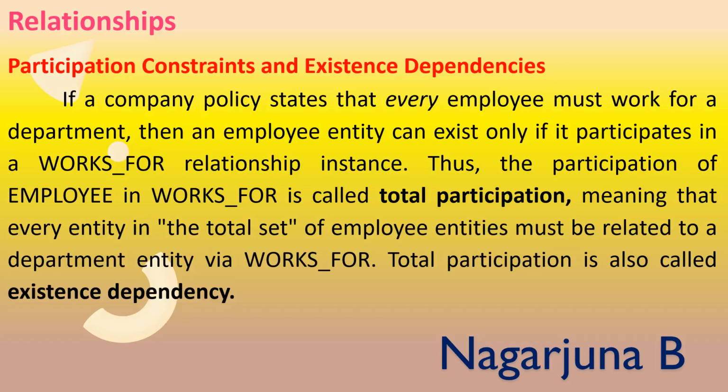If an entity exists if and only if it participates in a relationship with another entity, such a kind of participation is called total participation. Total participation is also called existence dependency. One such example is the works for relationship. In the works for relationship, an employee entity depends upon the department. That means an employee will have a total participation with the department entity in the relationship works for.